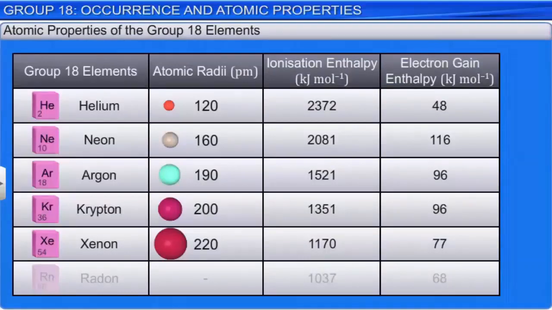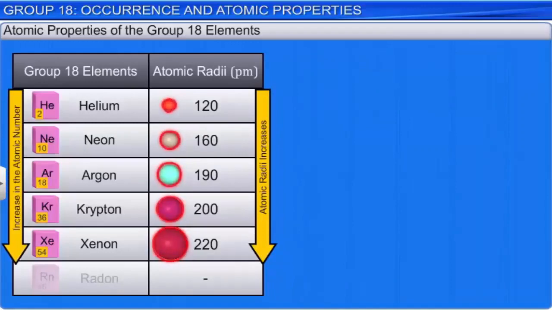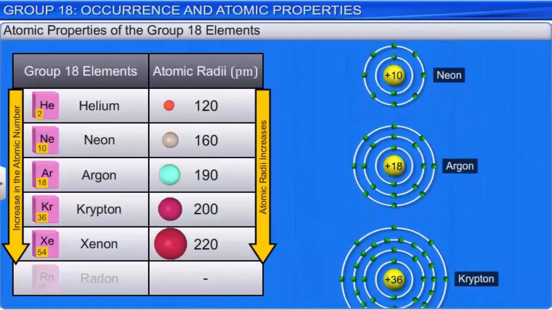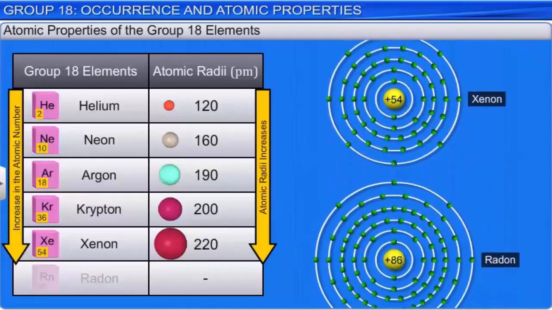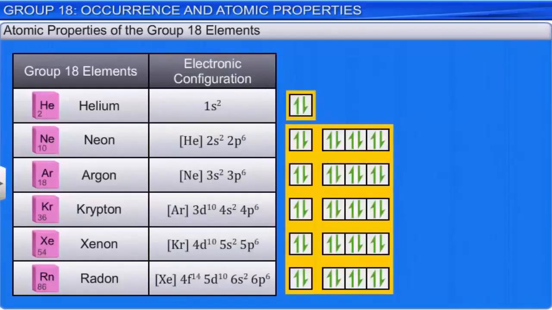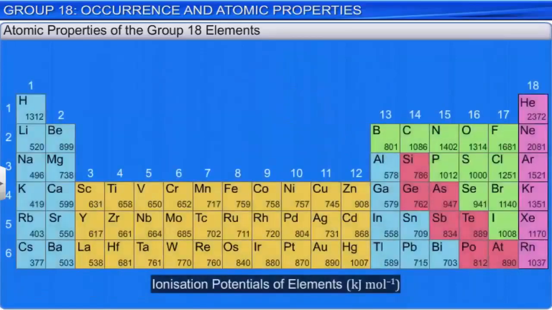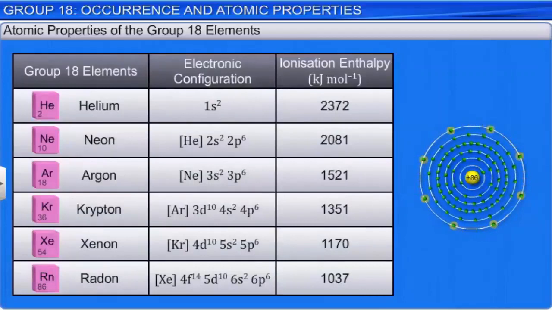The atomic radii increase on descending the group with an increase in the atomic number. This is because of the addition of a new shell at each successive element on descending the group. Talking again about their electronic configuration, these elements have closed shell structures, which render them stable. As a consequence, these elements have very high ionization potentials. In other words, the removal of electrons from the valence shell is very difficult.